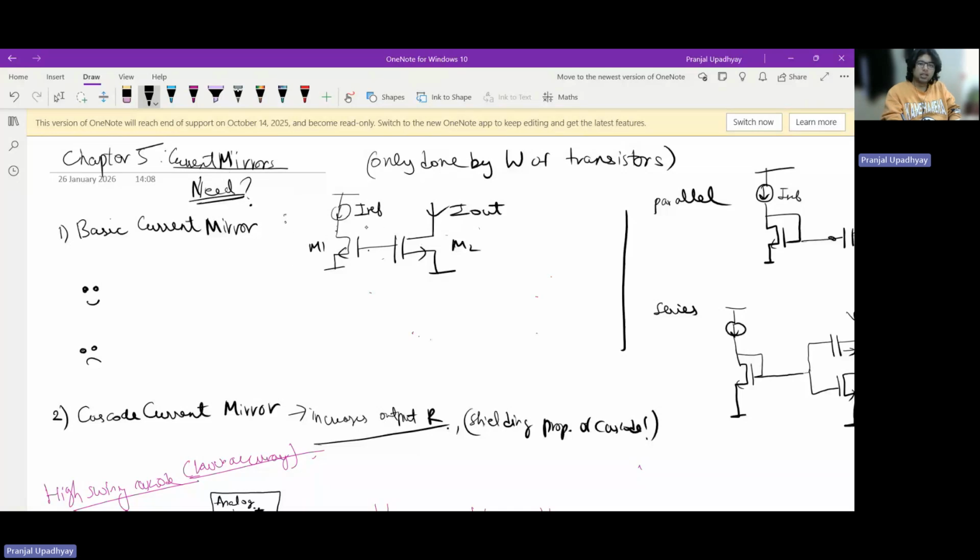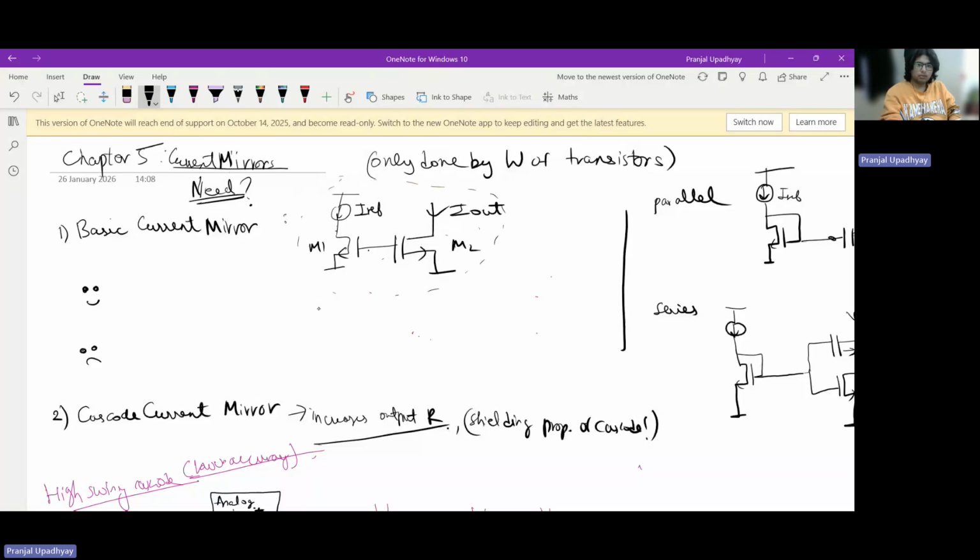My question is, will this circuit function as a current mirror? That's the fundamental question over here. Let us assume that M1 and M2 have the same sizes. So will IRF current appear at I out? Will I out be equal to IRF?